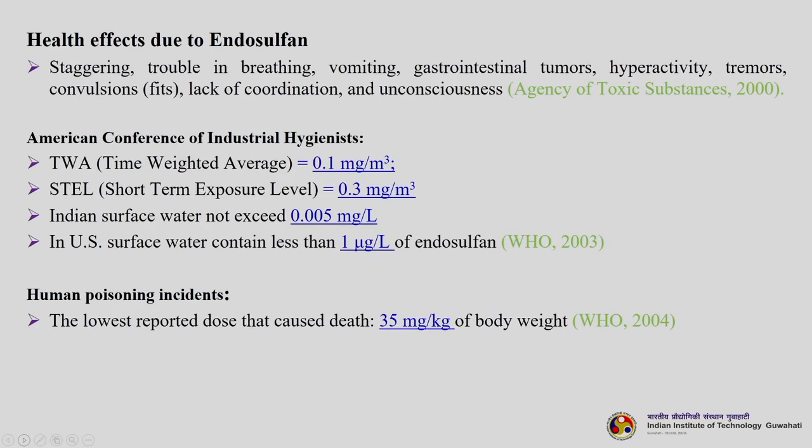So, endosulfan is highly toxic. It causes staggering, trouble in breathing, vomiting, gastrointestinal tumors, hyperactivity, tremors, convulsions, lack of coordination and unconsciousness if you are continuously exposed to it. You can see the time weighted average and short term exposure levels are very high. Human poisoning incidents have already been reported. The lowest reported dose that caused death is 35 milligrams per kg of body weight. So, you can understand that this is highly toxic.